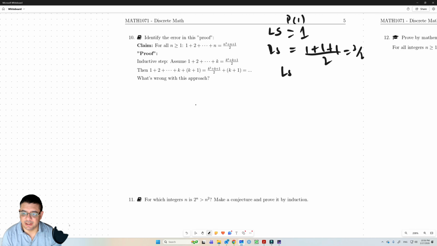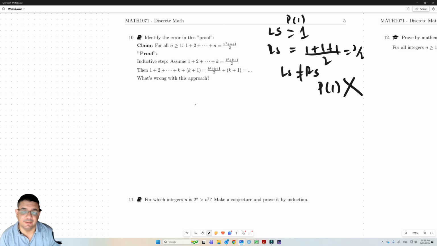Notice that the left side is going to be different from the right side. So we do not have the initial basis step. So this is the big problem here. And this just showcases why skipping the initial step can be troublesome.